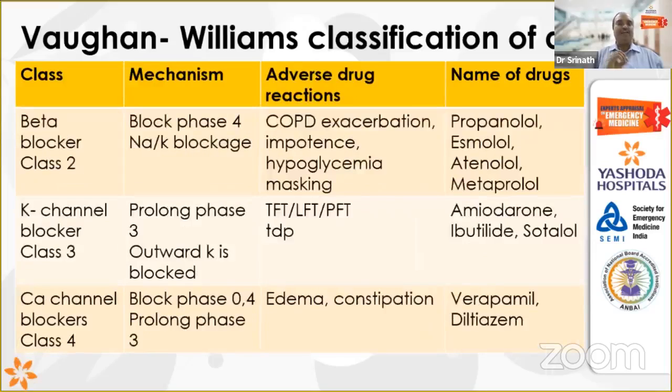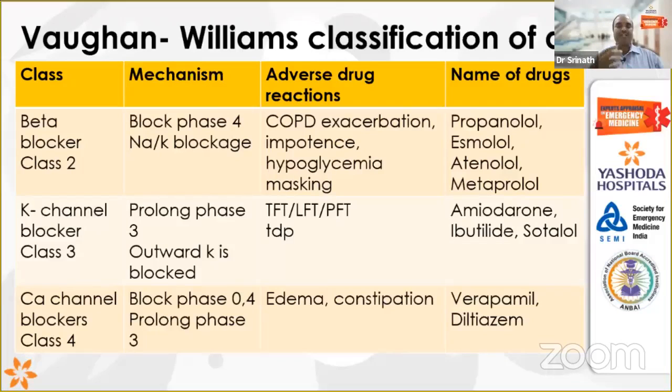We have to ask the patient whether he's a COPD patient, asthma patient, or he had any other allergic reactions, all these things before giving the beta blockers. And also it can cause impotence, hypoglycemia, masking. So what kind of drugs can cause this? It can be caused by propranolol, esmolol, atenolol, and metoprolol. So these are the adverse reactions of these drugs.